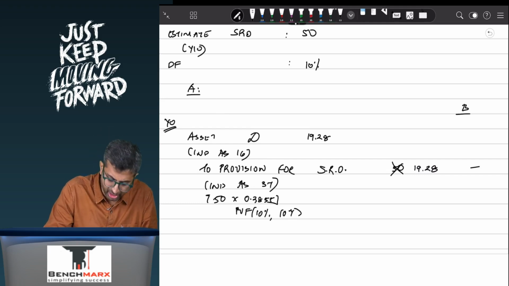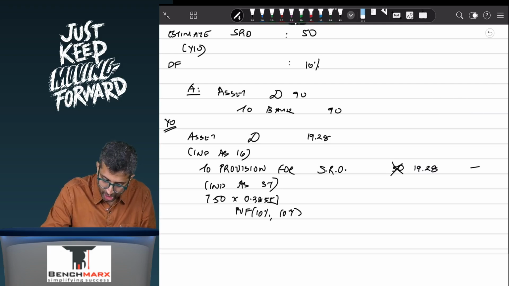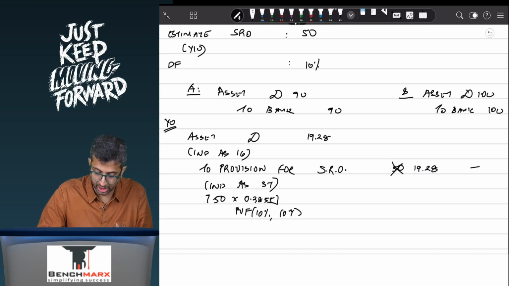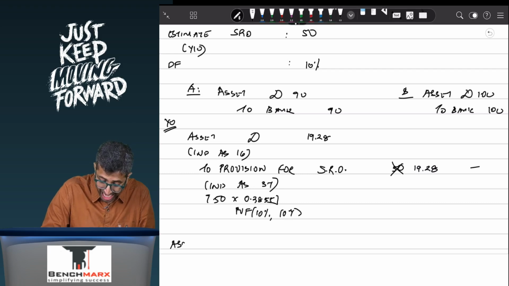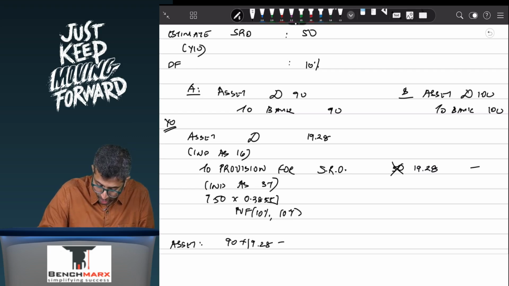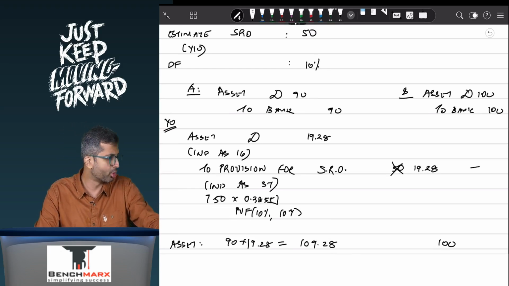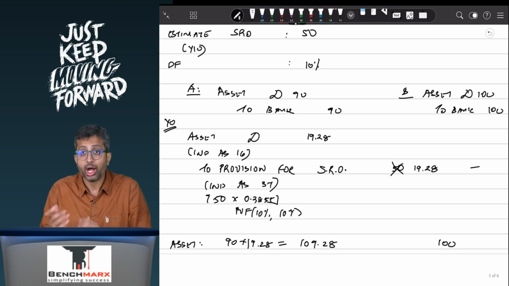And hence, if I now go to see asset A, you must have passed the entry. For A, you can pass a combined entry as well. Asset account debit, let us say 90, to bank, let us say 90. For site B, you must have passed the entry. Asset account debit 100, to bank, let us say 100. For B, there is no further entry, but A, there is a further entry. So asset for site A will cost you 90 plus 19.28, that is 109.28, whereas site B will cost you 100. So now I can justify to my shareholders that I put it in a remote area because it is relatively cheaper. Sir, you spend 100 rupees.